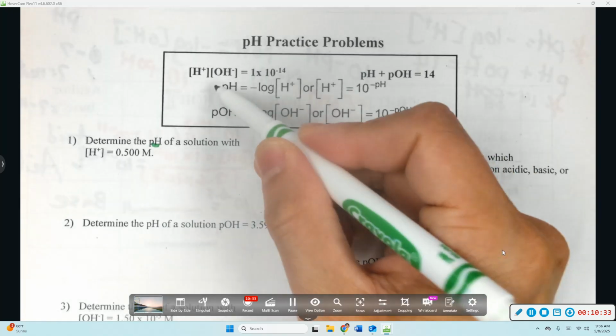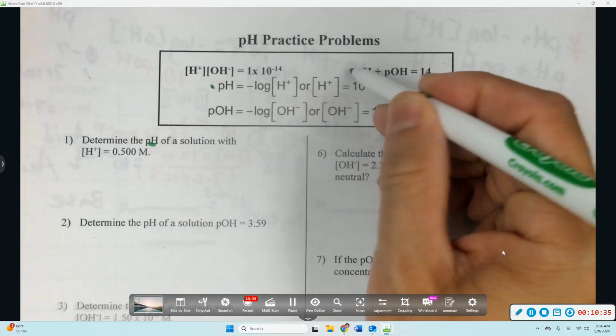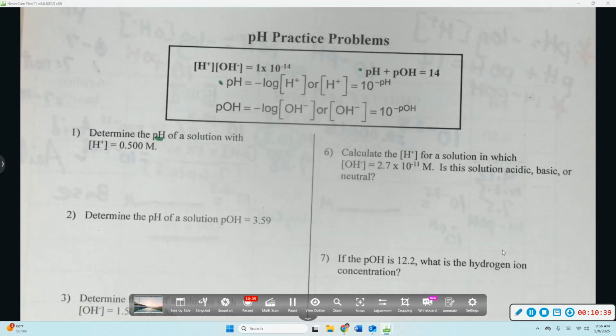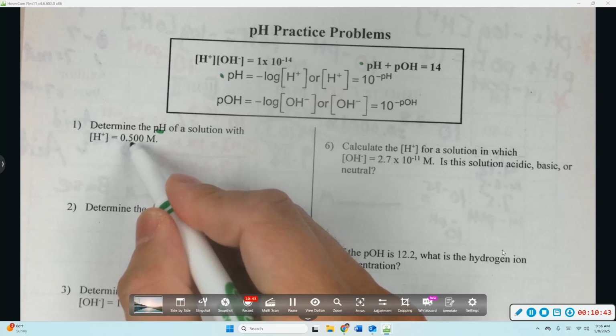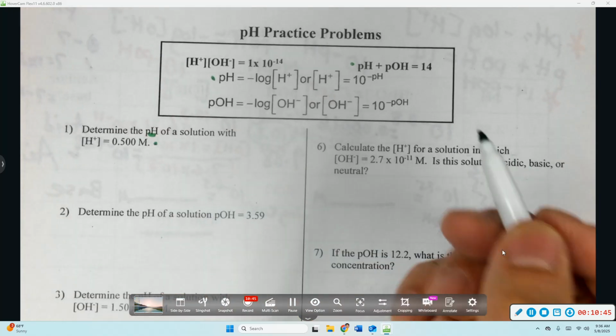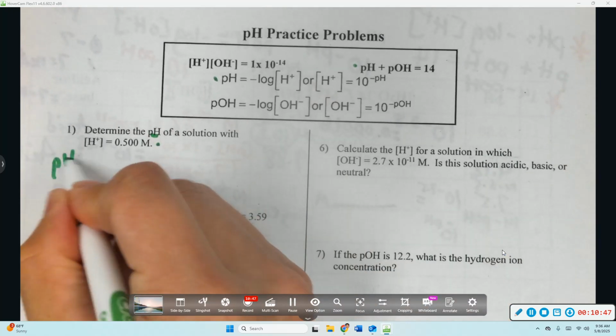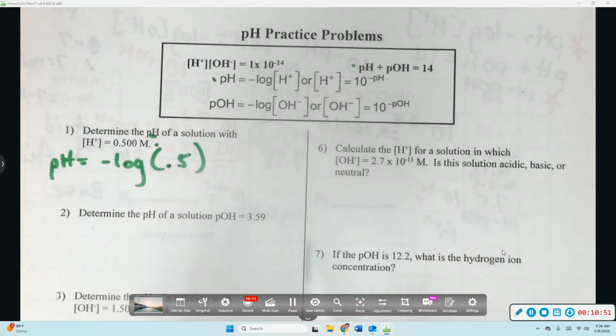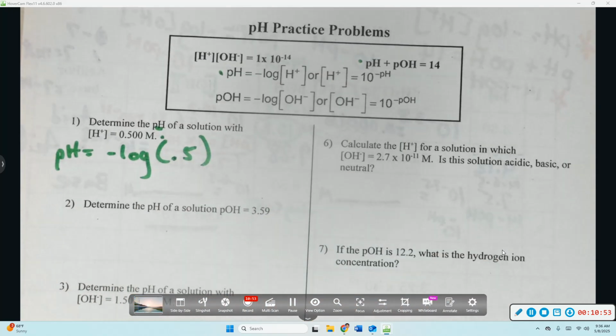So you have two options. Are you using the negative log, or are you using the pOH, or 14 minus pOH, depending on what you're given. So you're given the concentration here. You have to take the negative log. pH is equal to negative log of 0.5, right? I'm not going to add those zeros, but you can. Once you get that, just punch in your calculator, right?